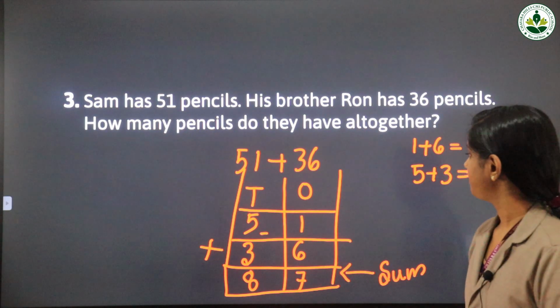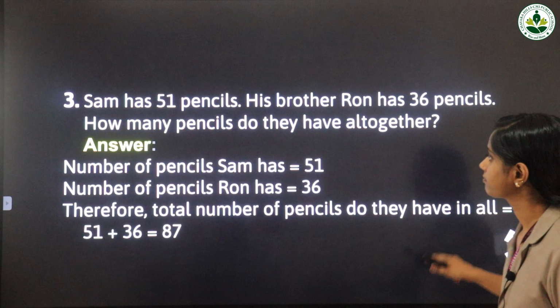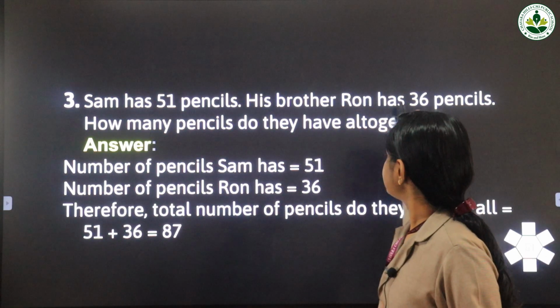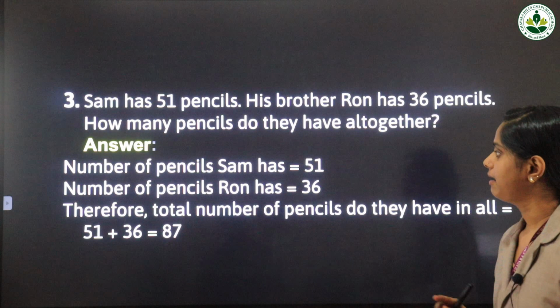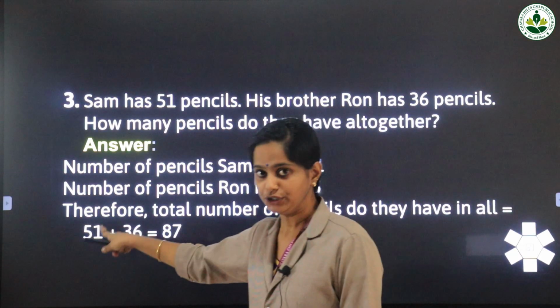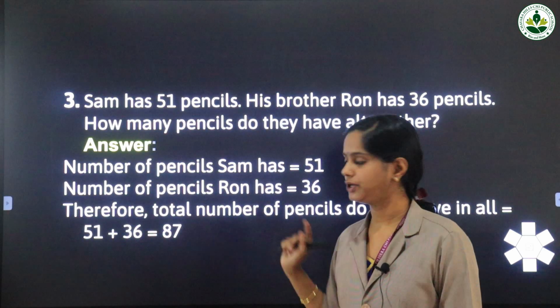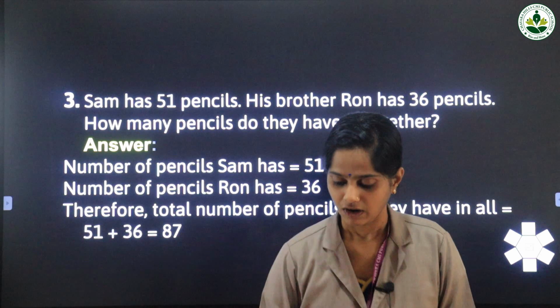So the total number of pencils is equal to 87. The number of pencils Sam has is 51 and the number of pencils Ron has is 36. Therefore the total number of pencils is equal to 51 plus 36. 51 plus 36 is equal to 87.